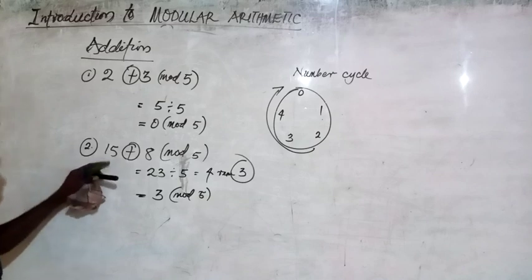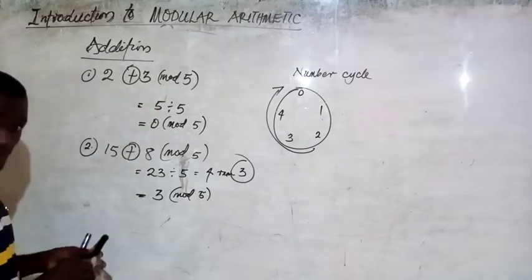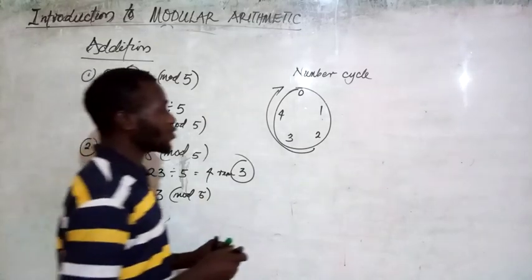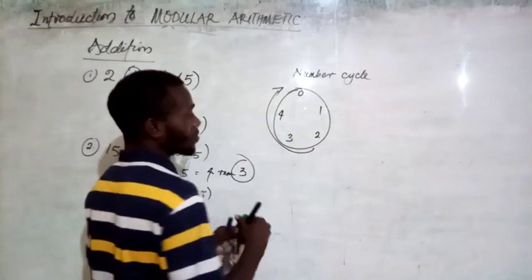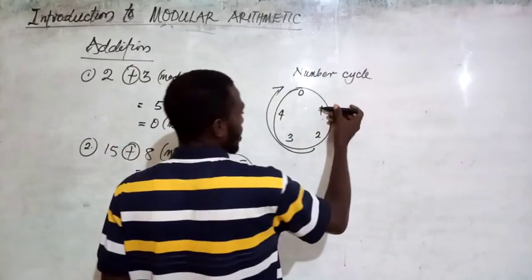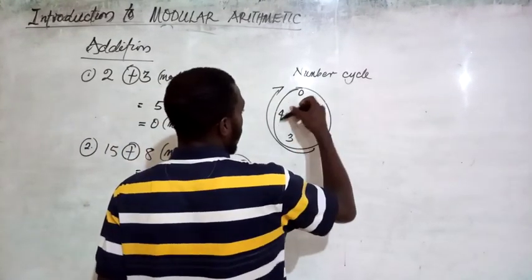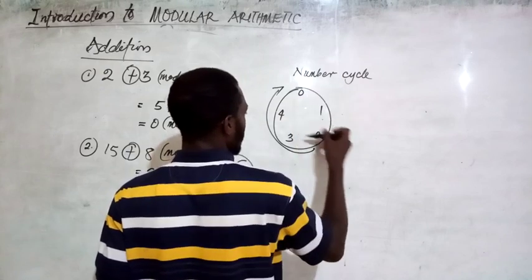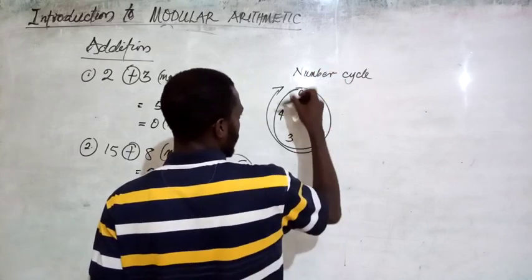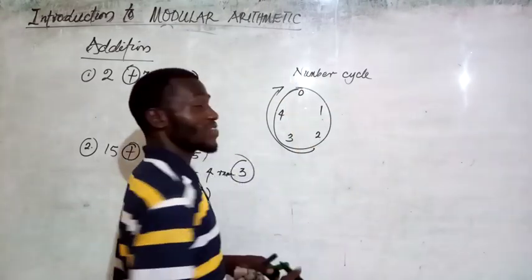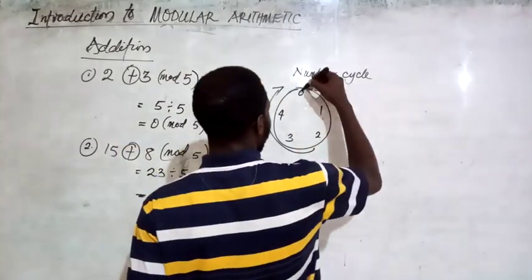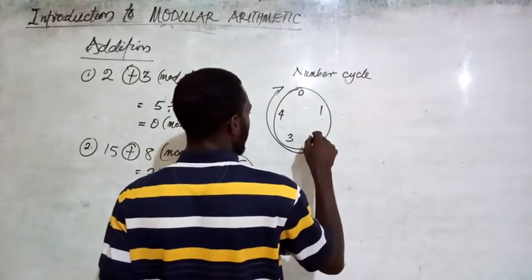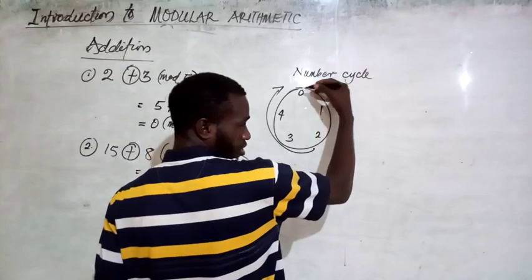But if you want to do 15 using the number cycle, it's very simple still. Now note that both 15 and 8 are not in our number cycle. So what you have to do is create 15. How do you create that? You have to count to 15. Oh, sorry. We are going to 15, I'm sorry. So we count 1, 2, 3, 4, 5, 6, 7, 8, 9, 10, 11, 12, 13, 14, 15. Notice we stopped at 15.